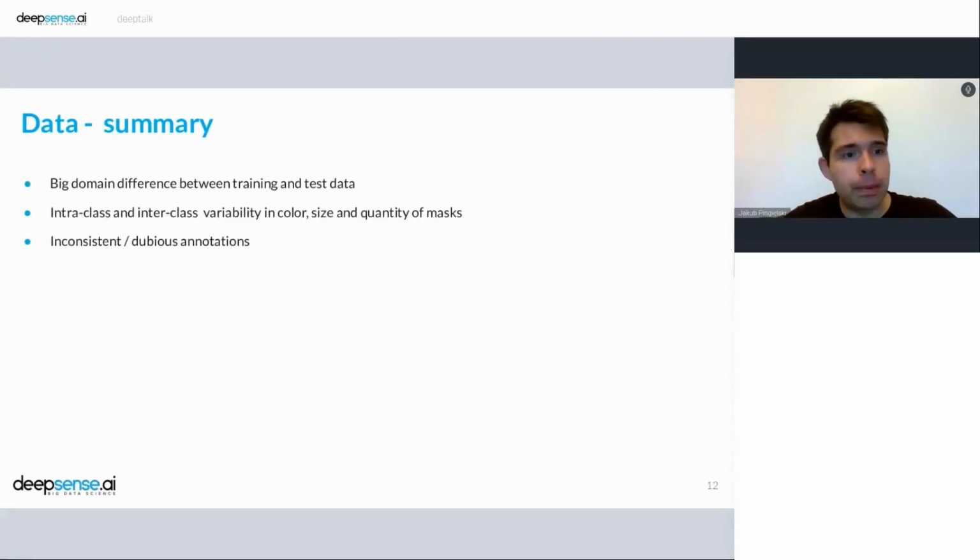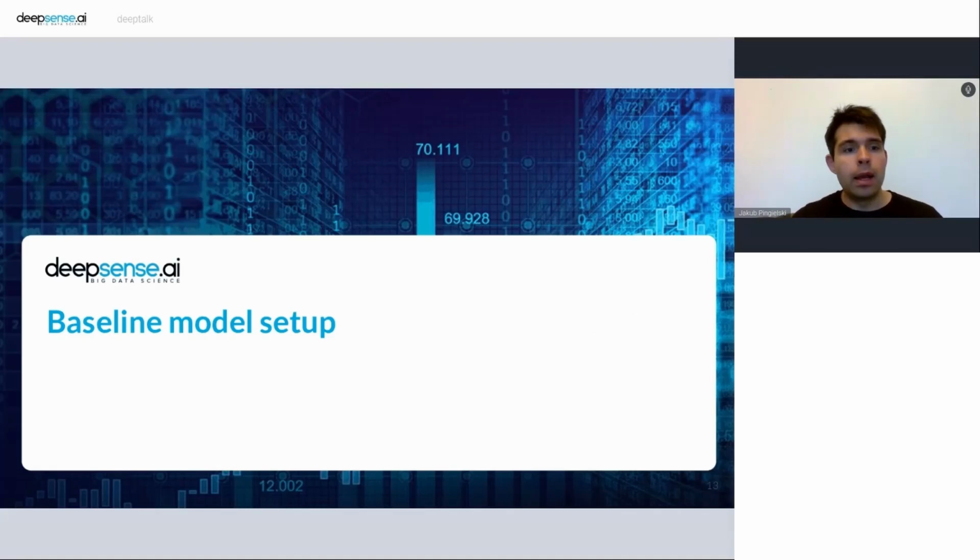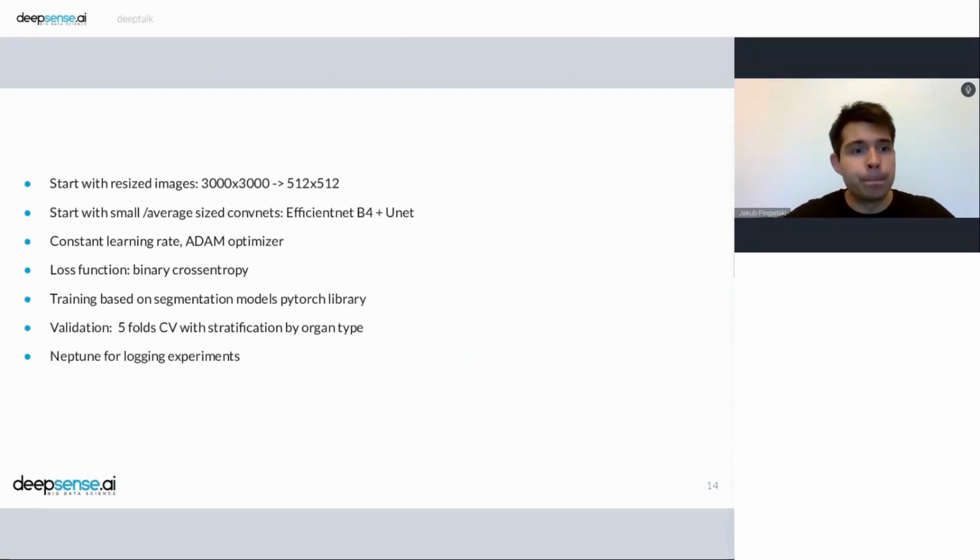And to sum up, there was a big difference between training and test datasets. There was also a pretty big variability between intra-class and inter-class images in color, size, and quantity. And regarding lungs especially, some of the annotations were inconsistent or even dubious. So that was the information about the dataset. Now let's talk about my baseline model for this competition.